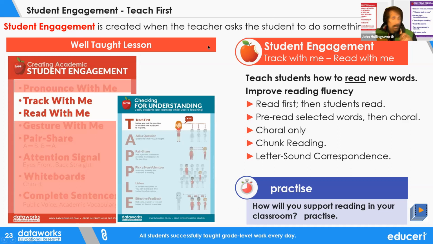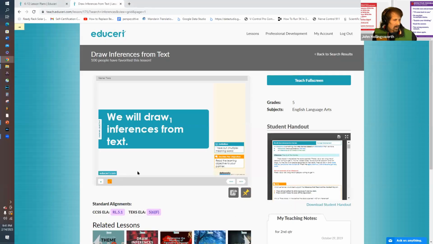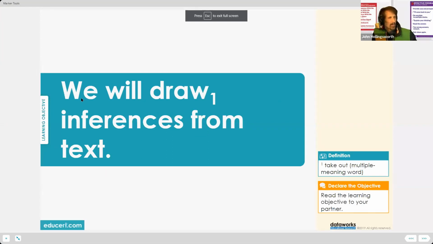Okay. So let's look at a lesson. The one we just had a minute ago. I'm just going to do some choral reading right here. We'll pretend I've pre-pronounced. Students, we have the learning objective up here. Let me read it. We will draw inferences from text. Class, let's read. We will draw inferences from text.